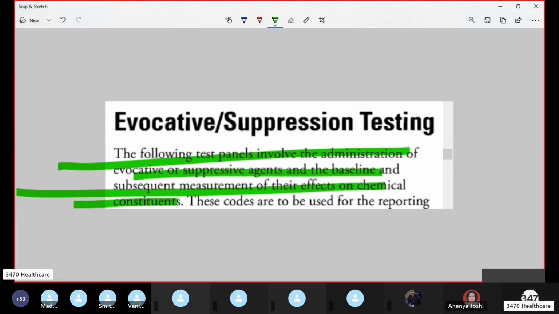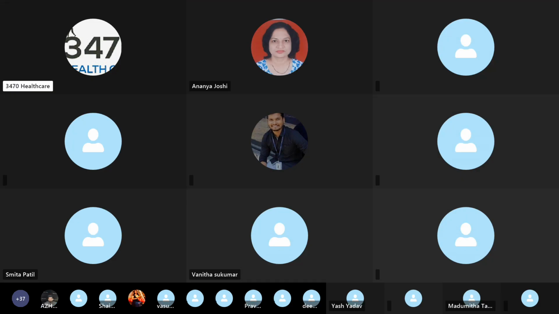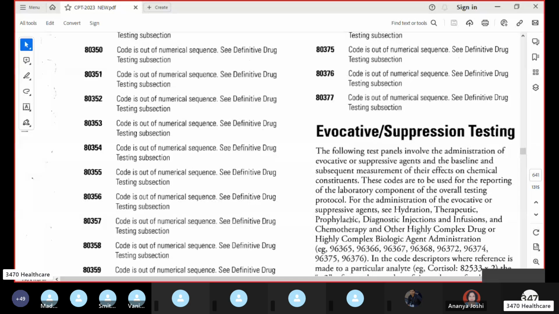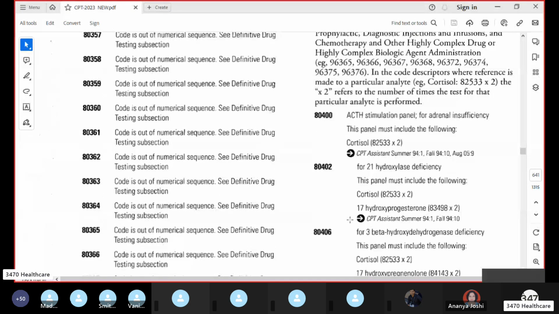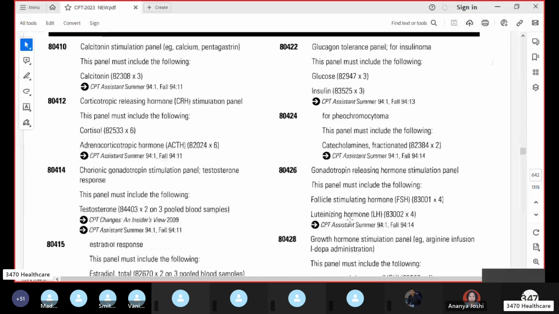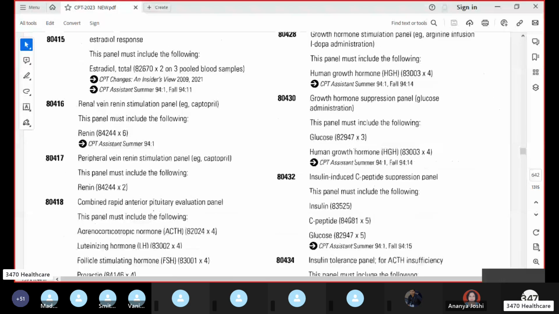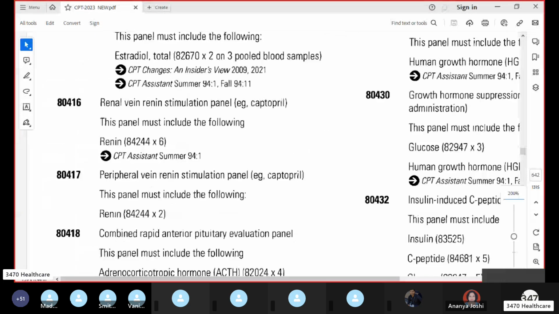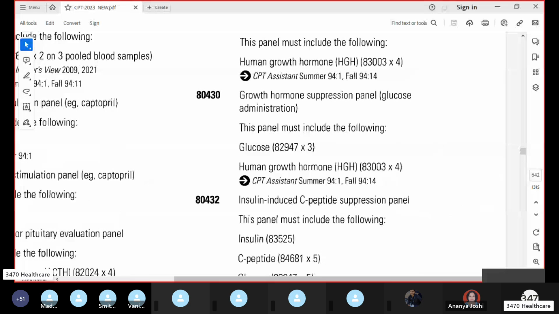It is similar to panel coding. In panel coding, we check which tests are below the panel and how many times each is present, and then you can give the panel. Suppose one or two tests are missing, don't give the panel, code each separately. Correct. The same concept applies here, but here quantity is also very important. The exact quantity number should be met.